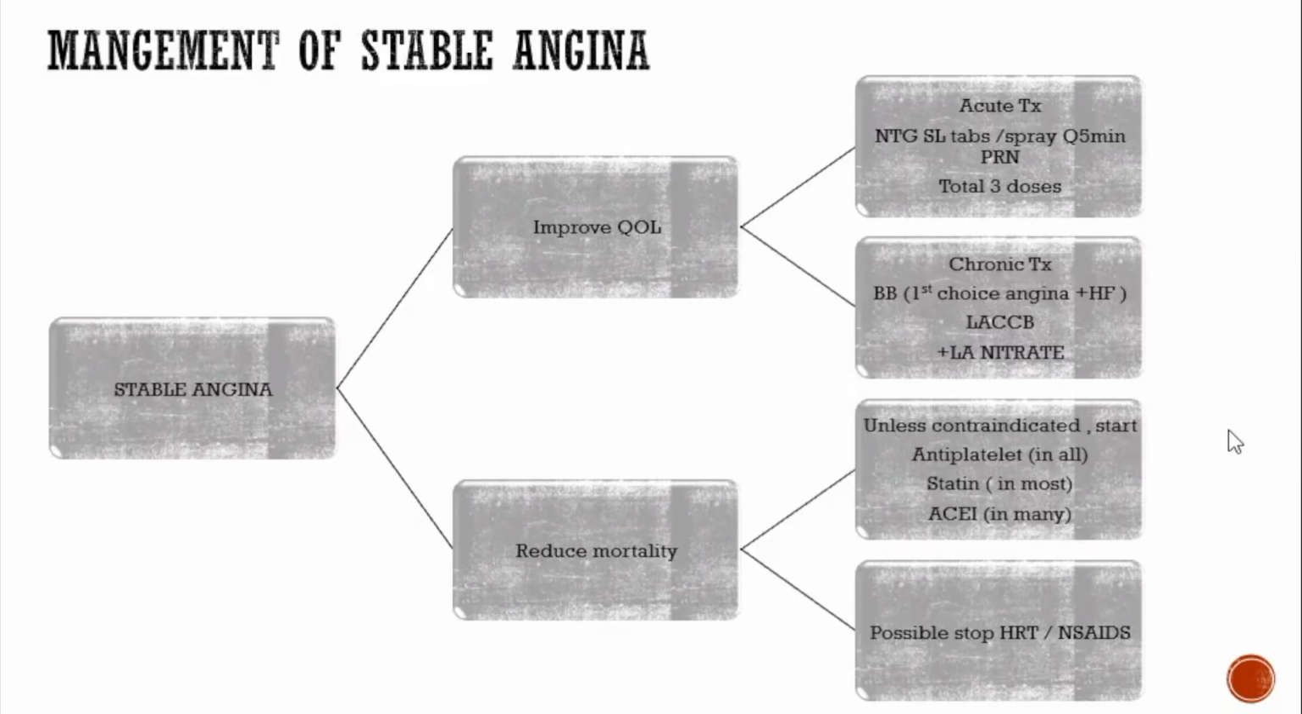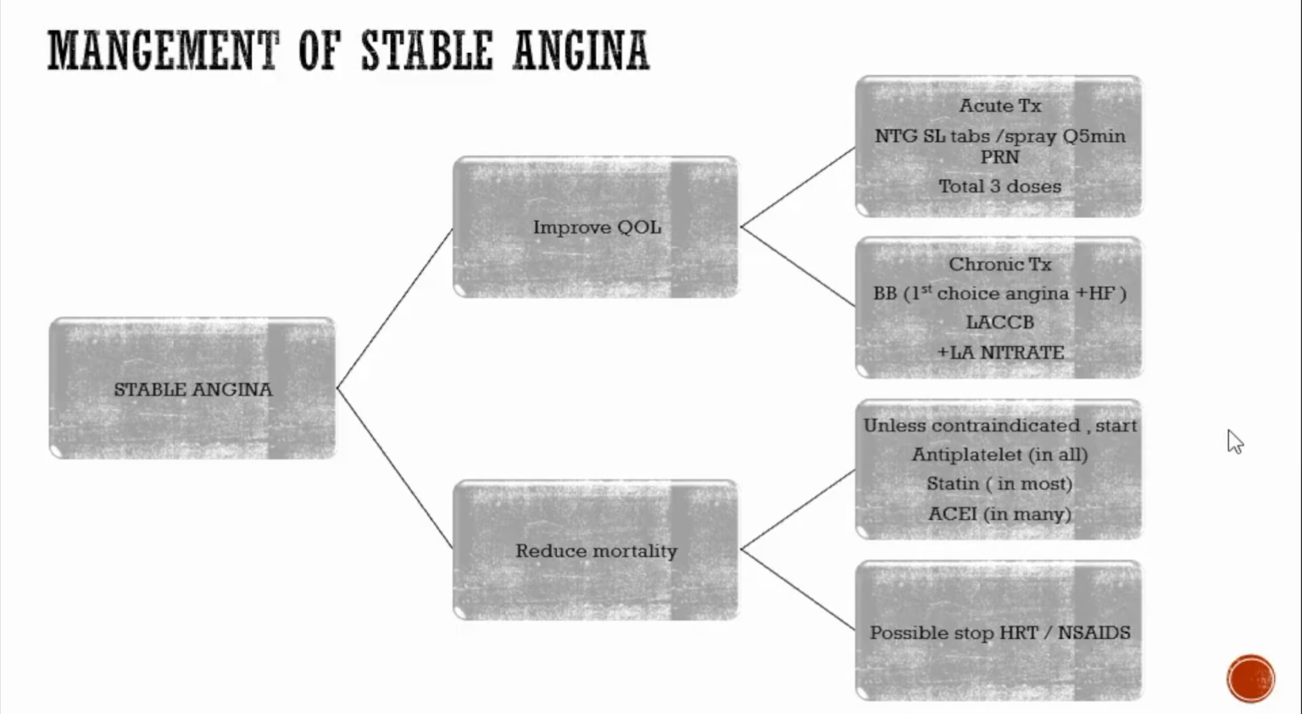I mentioned in the beginning that it is really important to identify the alternative causes for angina. Here one example is heart failure. If the patient has heart failure, we cannot start the patient on long acting nitrate. We have to give the patient beta blockers, that is the first choice. Even if it is just angina, beta blockers are always the first choice for the chronic treatment.